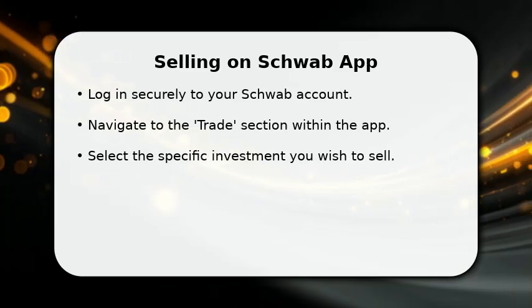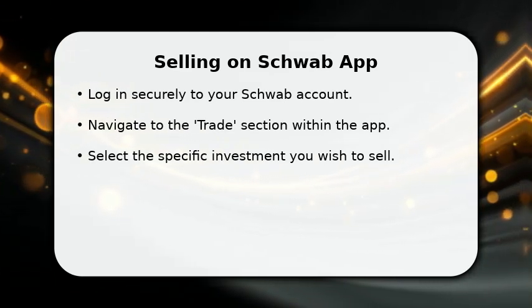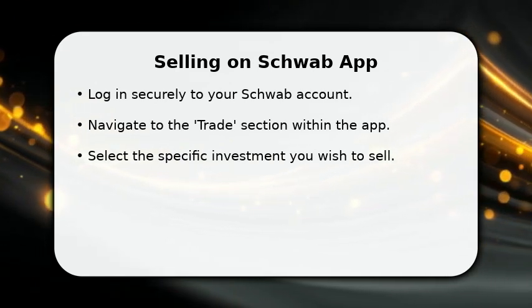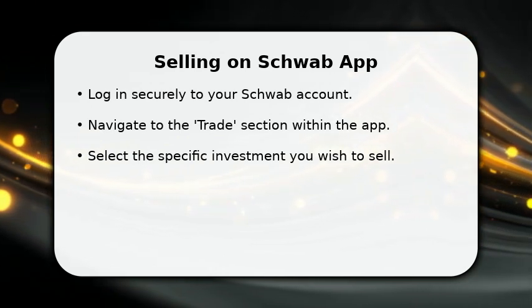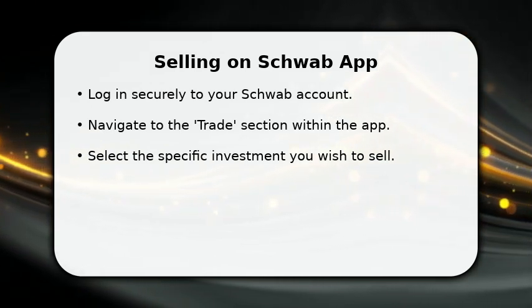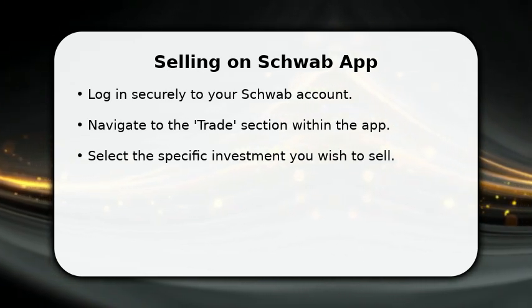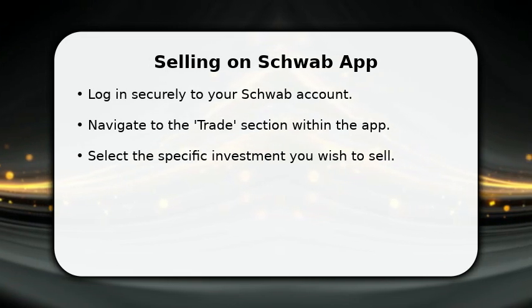In this video, I will explain how to sell on the Charles Schwab app. First, open the app and securely log into your account using your credentials. Once logged in, locate and tap on the Trade section. From there, you'll need to select the specific investment, such as a stock or ETF, that you intend to sell. This initial step ensures you are ready to place your order efficiently and accurately.